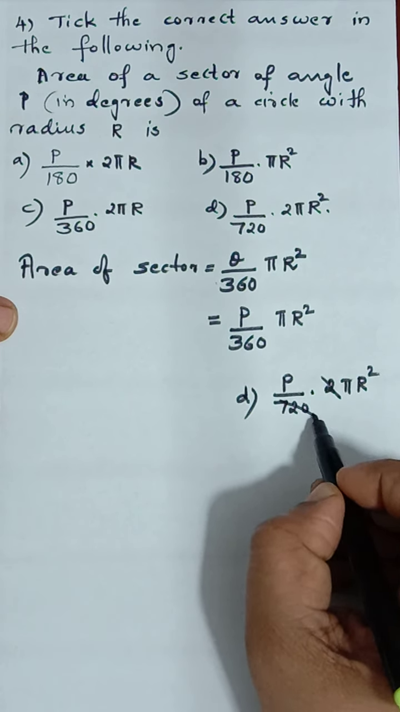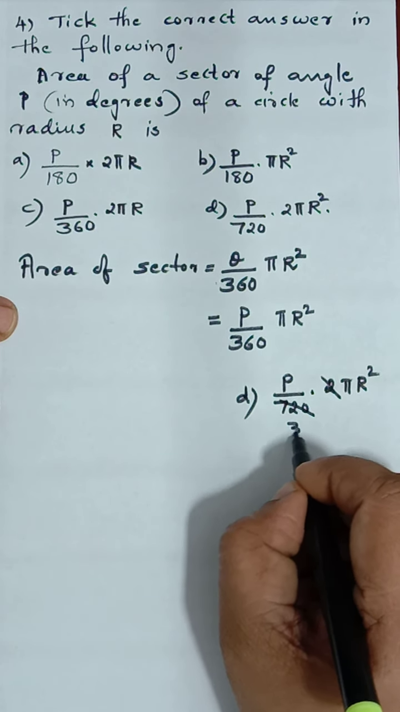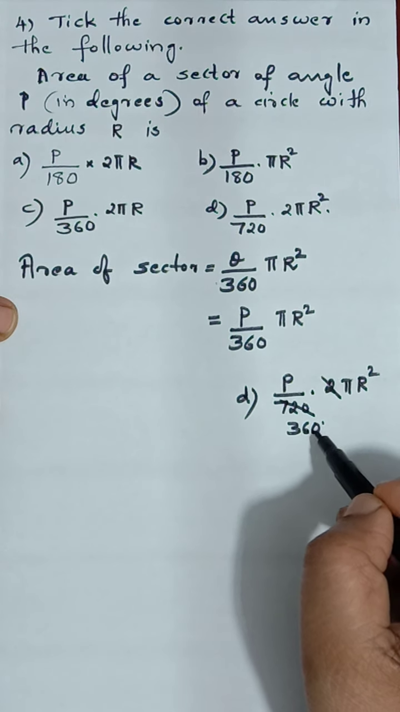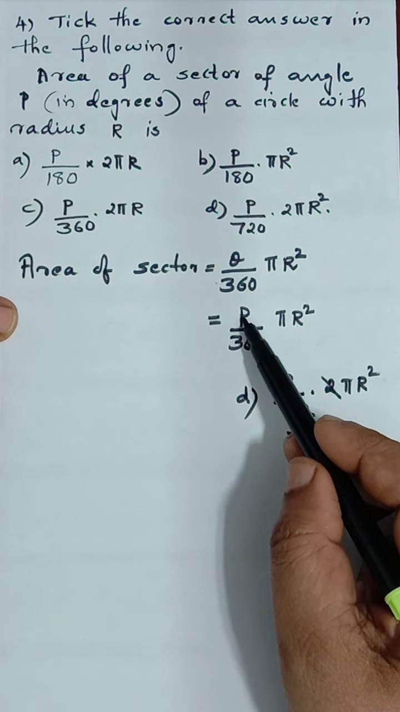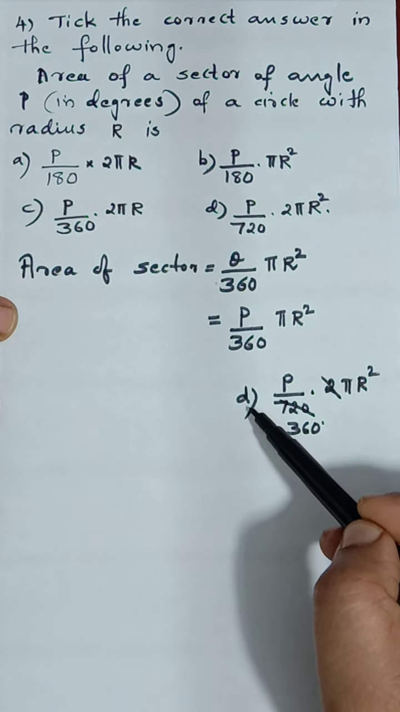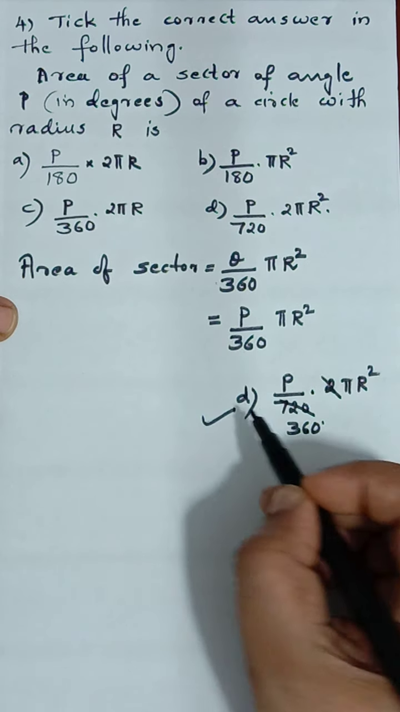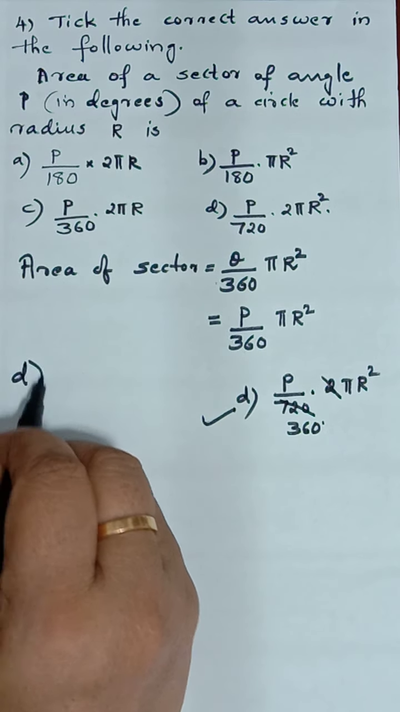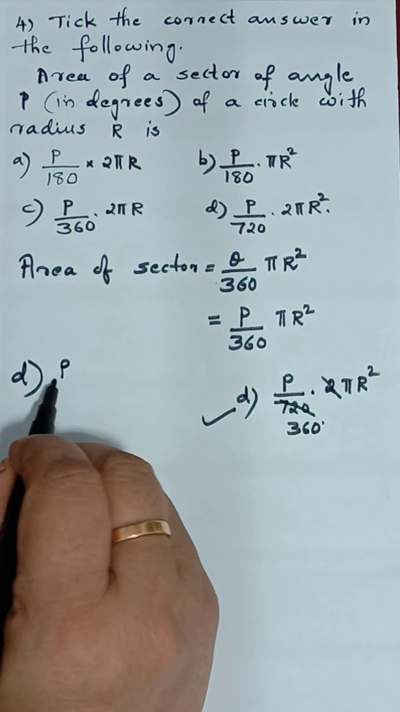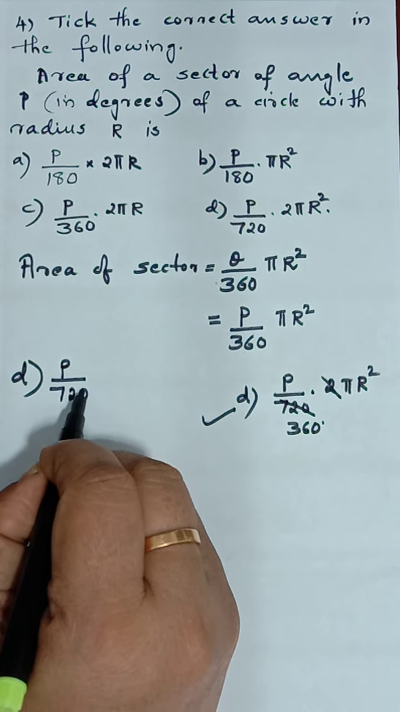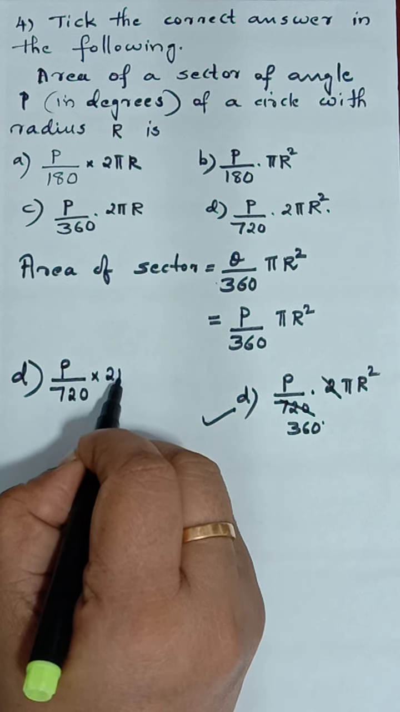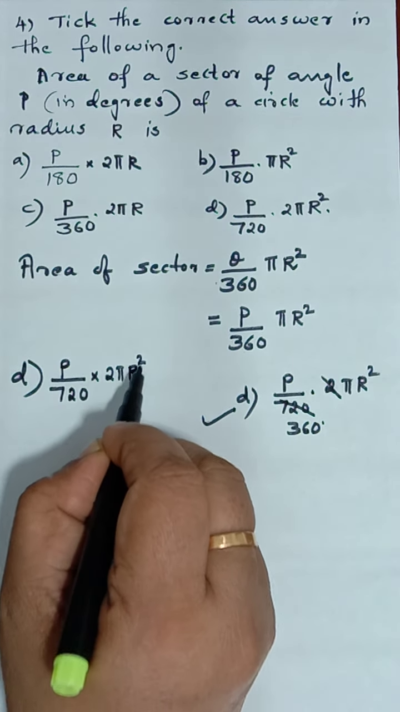Let us cancel and get the answer. Here it becomes P by 360 into pi r square. So option D is our correct answer. We write the answer D, P by 720 into 2 pi r square.